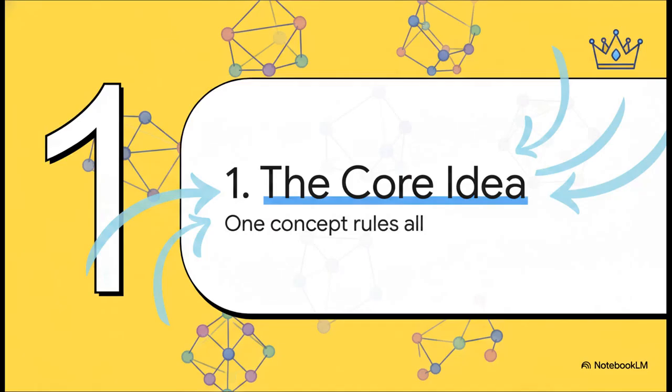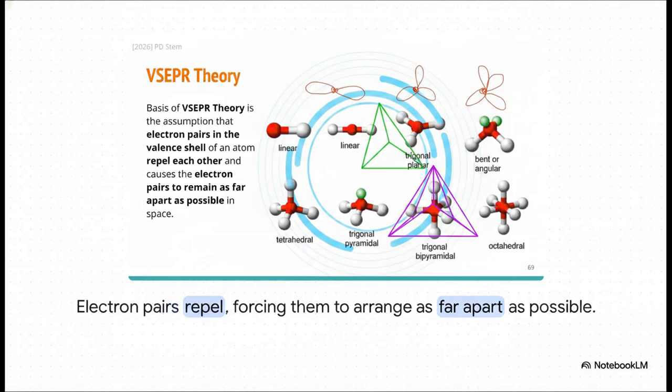Section 1, the core idea. One concept to rule them all. And this visual just says it all, right? Look, if you've got 2 groups of electrons, what's the farthest they can get from each other? 180 degrees apart, a straight line. Simple. Now, what about 3? Well, they'll spread out into a flat triangle. That's what we call trigonal planar. But with 4, they can't stay flat anymore. To get even further apart, they have to pop into 3D and form a tetrahedron. It's all just geometry, all driven by that simple repulsion.